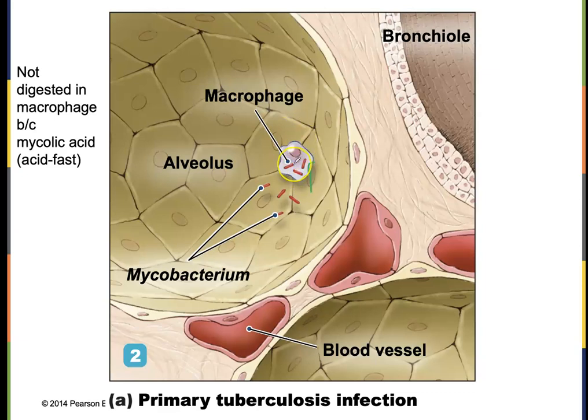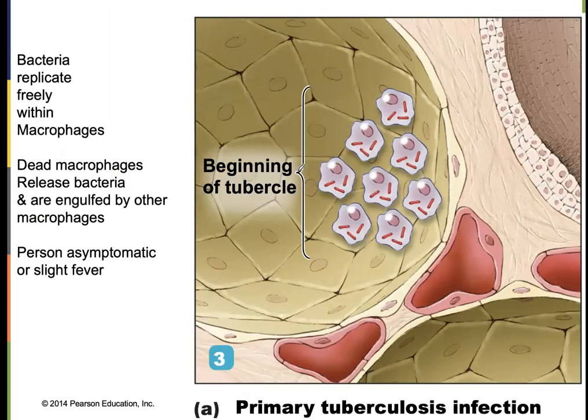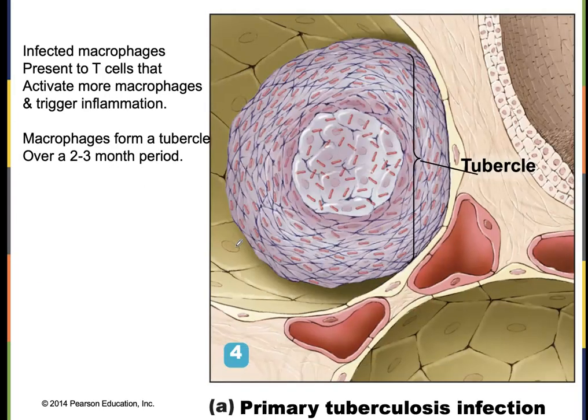They get out of their phagolysosomes, and they can thrive inside macrophages. Okay, so they're going to freely replicate inside the macrophages. The dead macrophages release bacteria and they're engulfed by other macrophages, and the person can be either asymptomatic or have a very slight fever. So primary infection can mimic any other sort of mild respiratory infection.